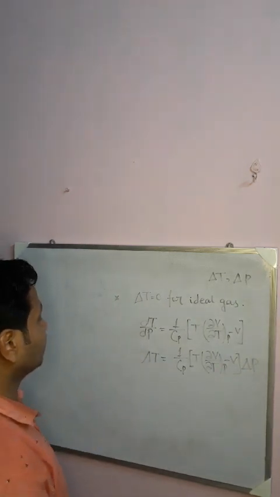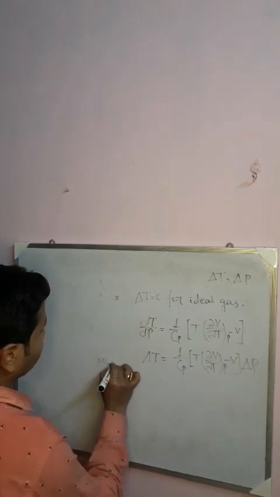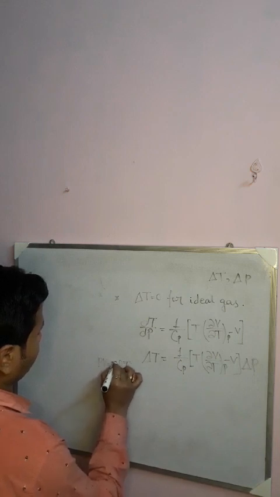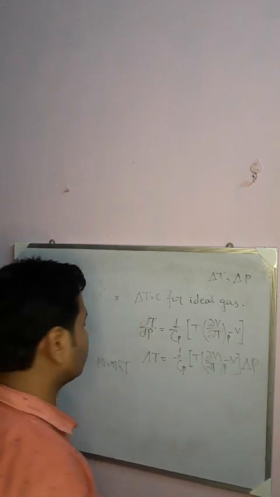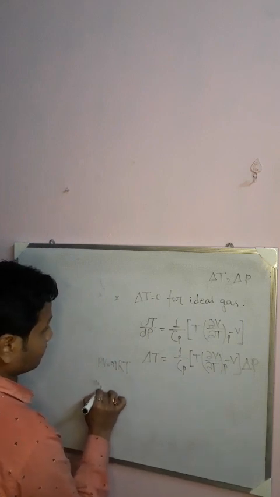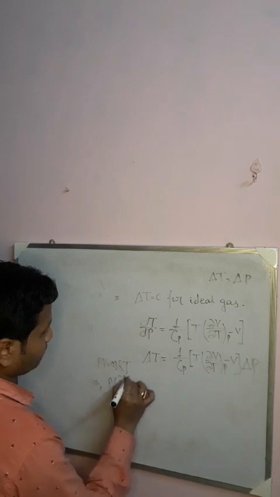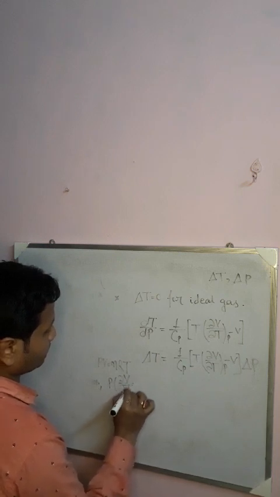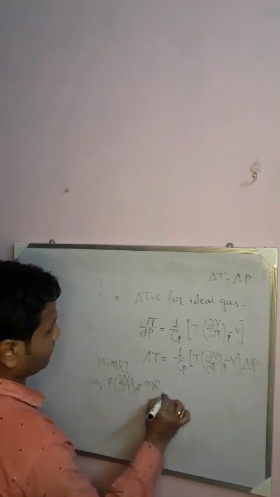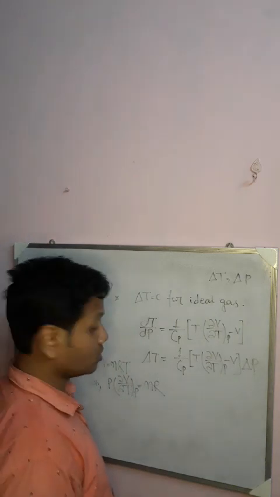Now for an ideal gas, for n moles we can write PV equals nRT. Differentiating this with respect to T, keeping P constant, we get P del V del T at constant pressure equals nR.